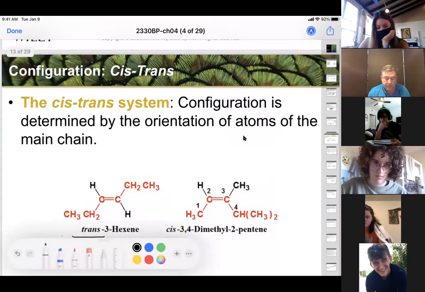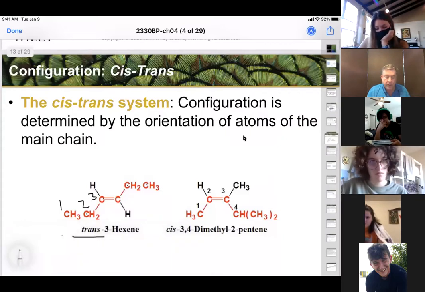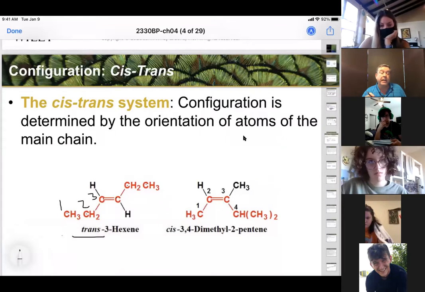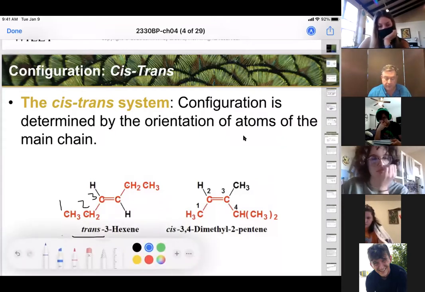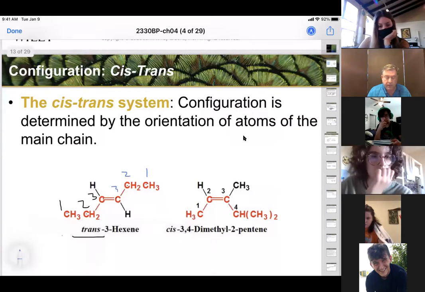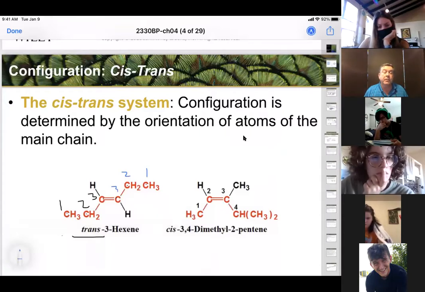So if we number from this side 1, 2, 3, that first carbon of the alkene is on the 3 carbon. Okay. And just to double check, if we number it from the other side, 1, 2, 3, the first carbon on the alkene from this side is also 3. So that means our alkene has the lowest number possible, which is 3. That's where we get 3-hexene.